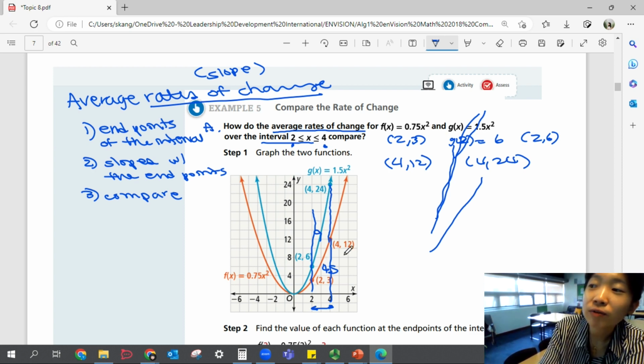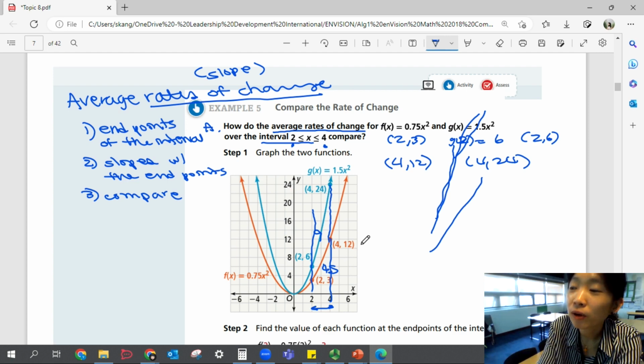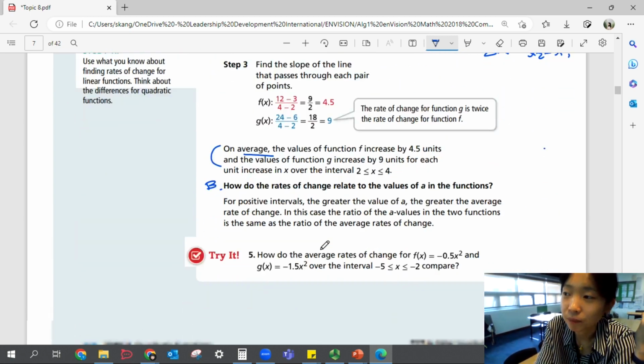Let's look at f of x. Your f of x is 0.75x squared. 4.5 is our average rate of change. And then you see A in g of x, which is 1.5. And you see the average rate of change for g of x is 9 over this interval. So what can you conclude? If your A is less, then your average rate of change is smaller. If your A is bigger, then your average rate of change is bigger. So that's how they could be related, right?